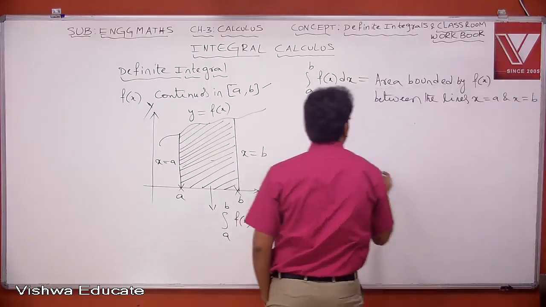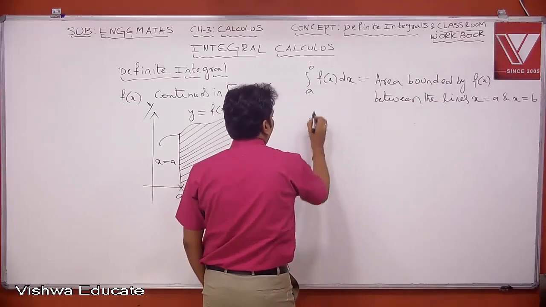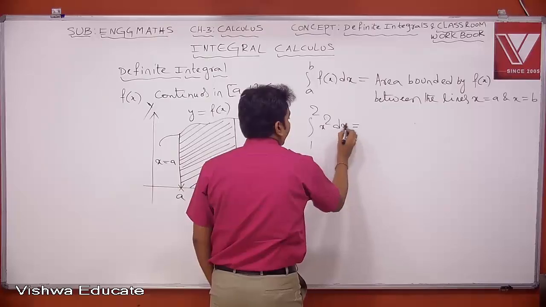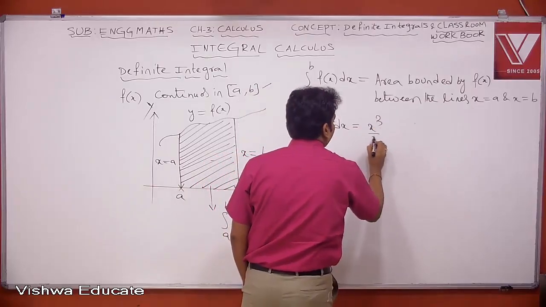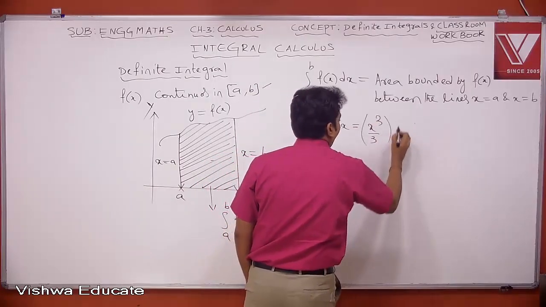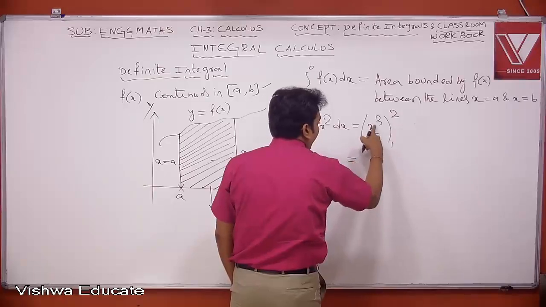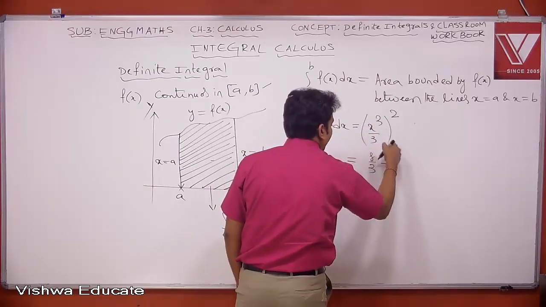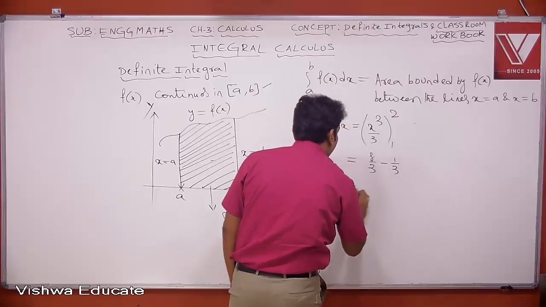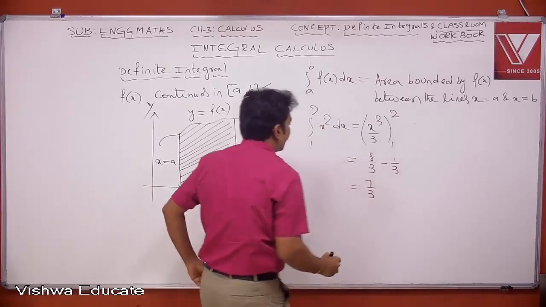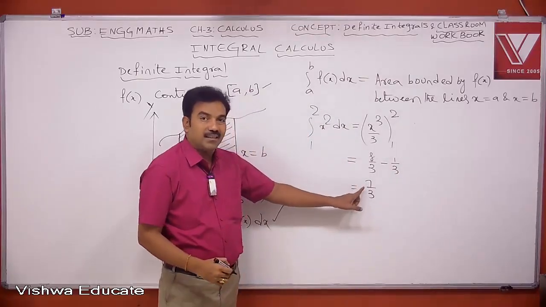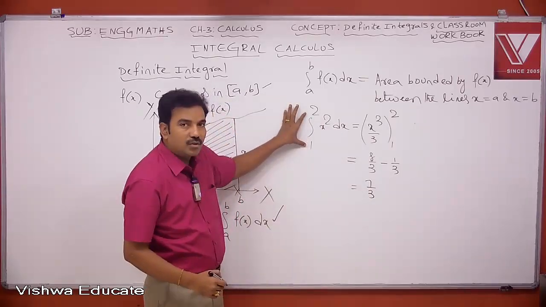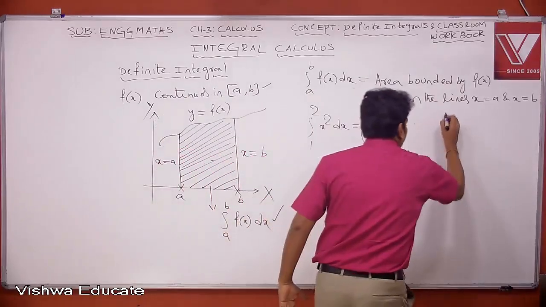Let us take one sample example. Suppose we have integral 1 to 2 x square dx. Now integral x square is x cube by 3. Limits are from 1 to 2. Now apply the upper limit: 2 cube, 8 by 3, minus replace x by lower limit, 1 by 3. So this is 7 by 3. So basically this 7 by 3 is nothing but area bounded by x square between the lines x equal to 1 and x equal to 2.